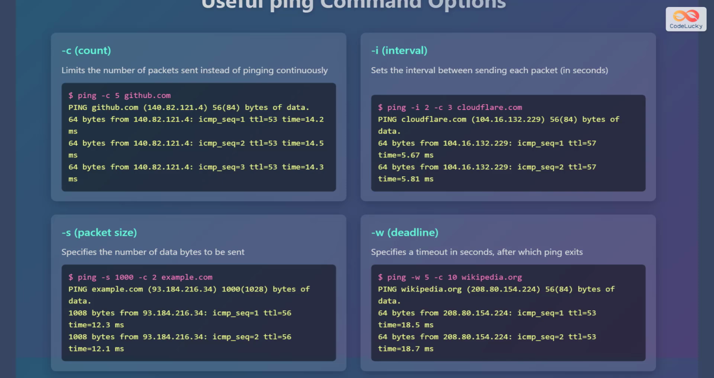And finally, the -w, also known as deadline, option specifies a timeout in seconds after which ping exits. For example, $ping -w 5 -c 10 wikipedia.org. This command pings wikipedia.org, but stops after 5 seconds, even if 10 pings have not been sent.